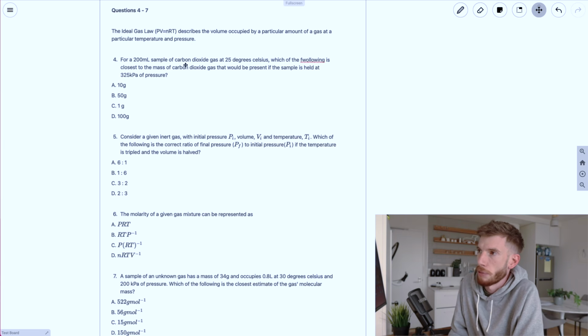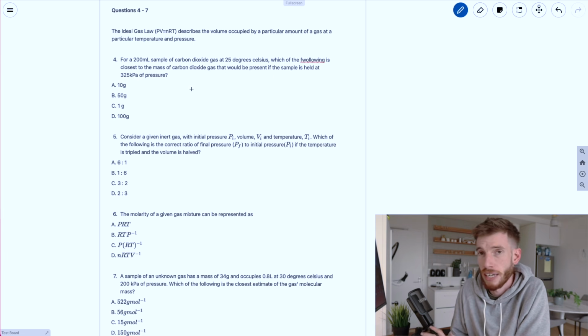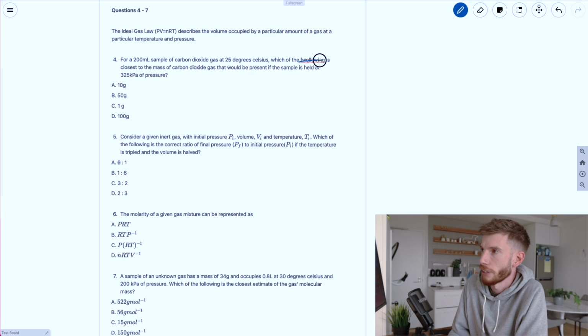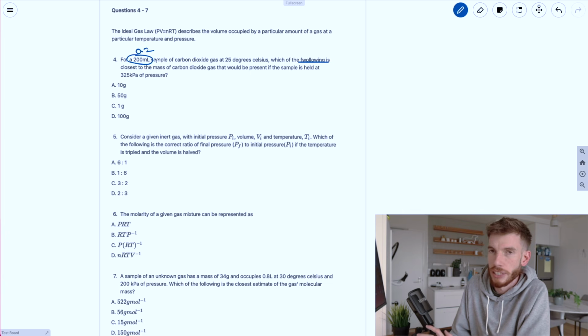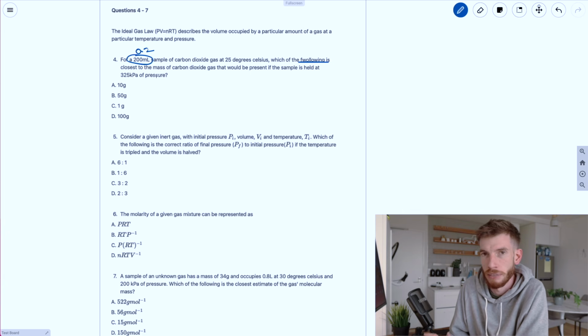For a 200 ml sample of carbon dioxide gas at 25 degrees Celsius, which of the following is closest to the mass of carbon dioxide gas that would be present if the sample is held at 325? So again, standard units, do watch out for them. Ignore the typo that I made there. Except this one would need to be put into liters, so 0.2, and we've got some decimals coming up. And so just like I did in my last video talking about ways we can get around that, we'll see how we go. We're looking this time for the mass.